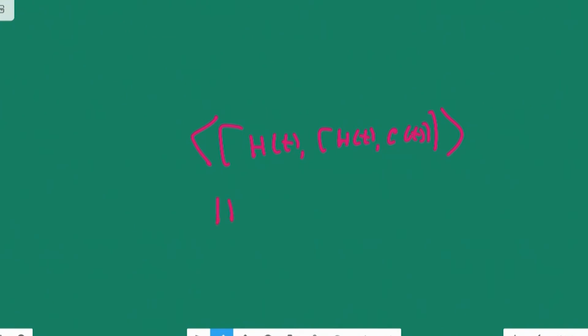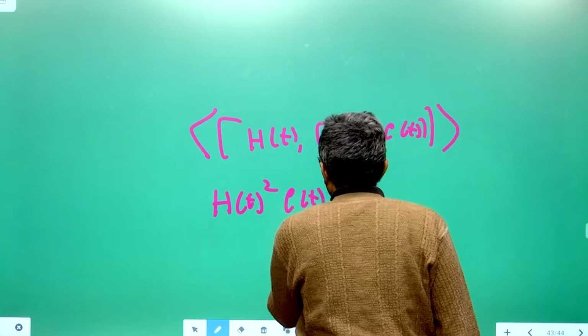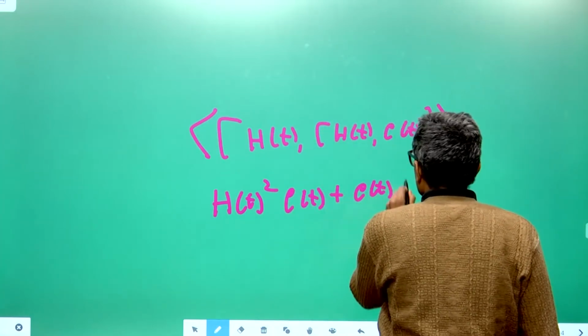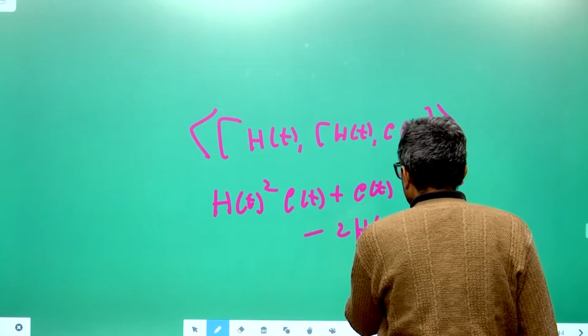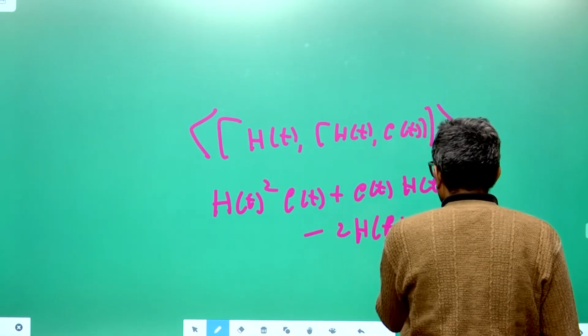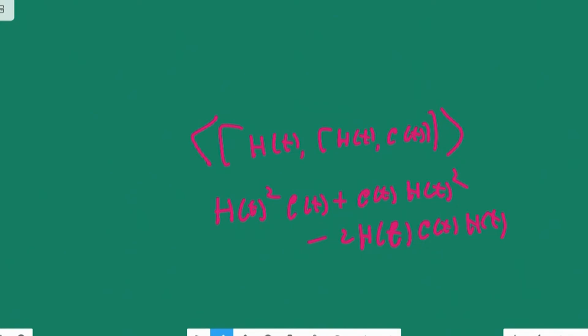So this will be nothing but H(t) squared rho(t) plus rho(t) H(t) squared minus 2 H(t) rho(t) H(t), and then you take the average. You write H(t) as a linear combination of Lindblad operators with random parameters and take the average, then you will get the master equation. This is only a heuristic derivation of what happens when a system interacts with a bath, with randomness coming from the bath.